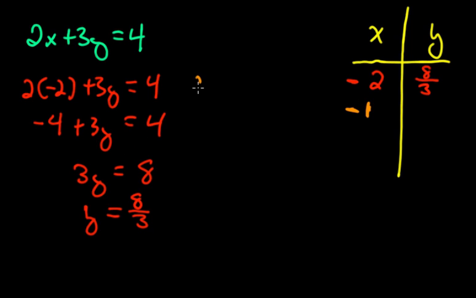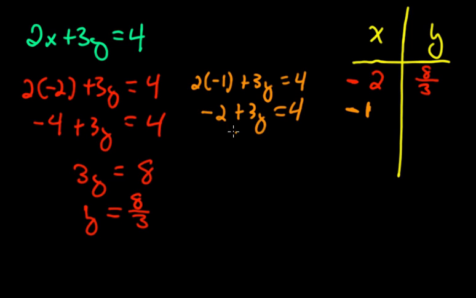So I'll do the same thing. 2 times negative 1 plus 3y equals 4. Negative 2 plus 3y equals 4. Add 2 to each side. 3y equals 6. And y equals 2.